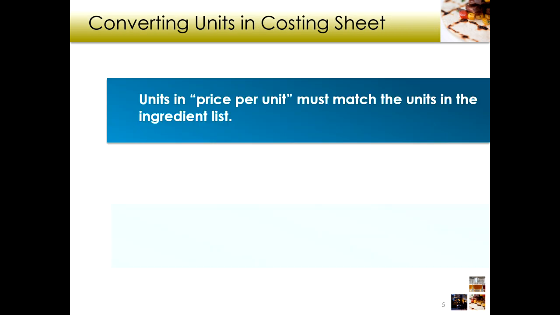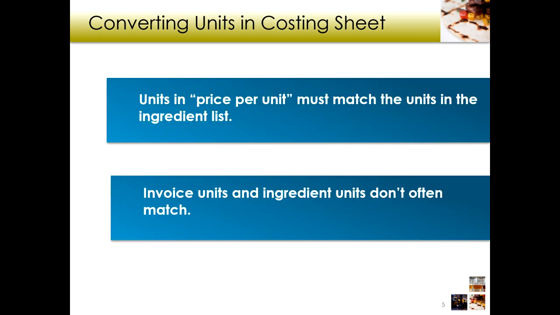For the costing sheet, the units in the price per unit must match the ingredients list for our costing price. And like I said already, we normally don't buy stuff in the same size that we're using in our recipe. We're going to buy a case of tomatoes, but we're not using a case of tomatoes in our clubhouse sandwich. We're going to need a price per tomato or per gram or something like that.